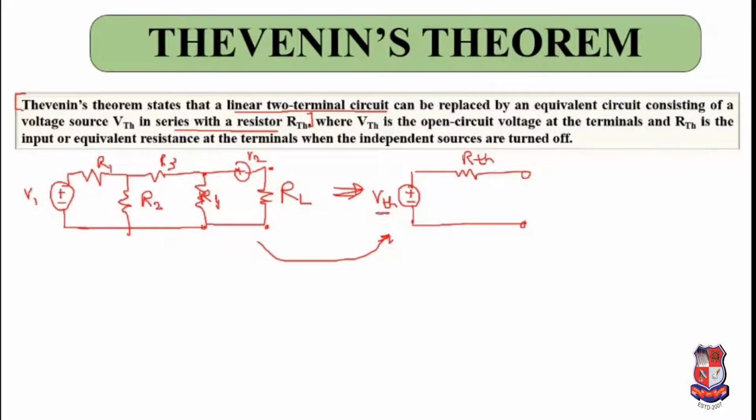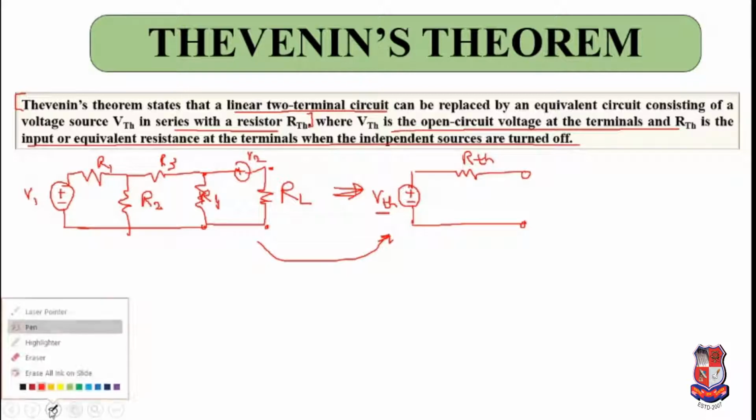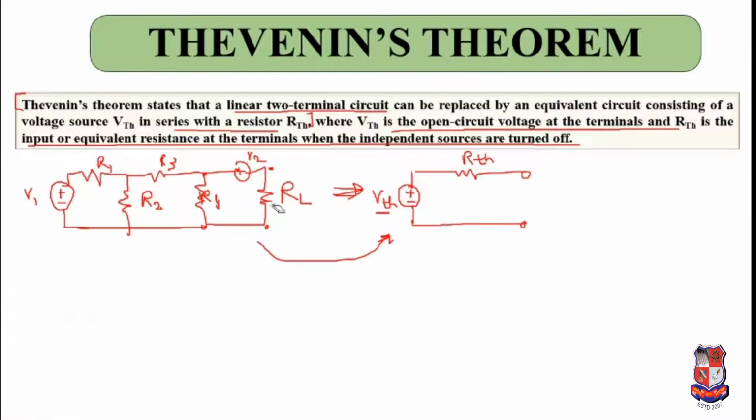So how to find this VTH? This VTH is found by open circuiting the voltage at the terminals, and the RTH is the input or equivalent resistance at the terminals when independent sources are turned off. So how to find it? We have to find it by removing this load resistance. So when we remove this load resistance, what will be left out? This much is left out.